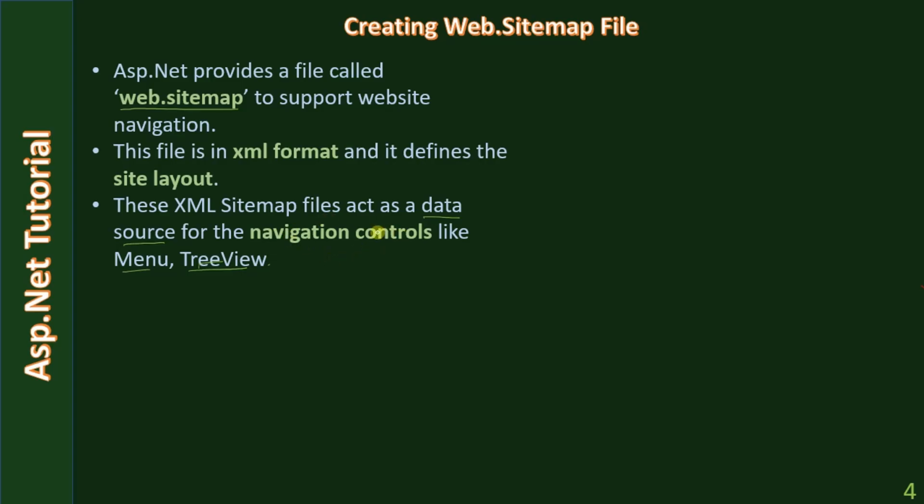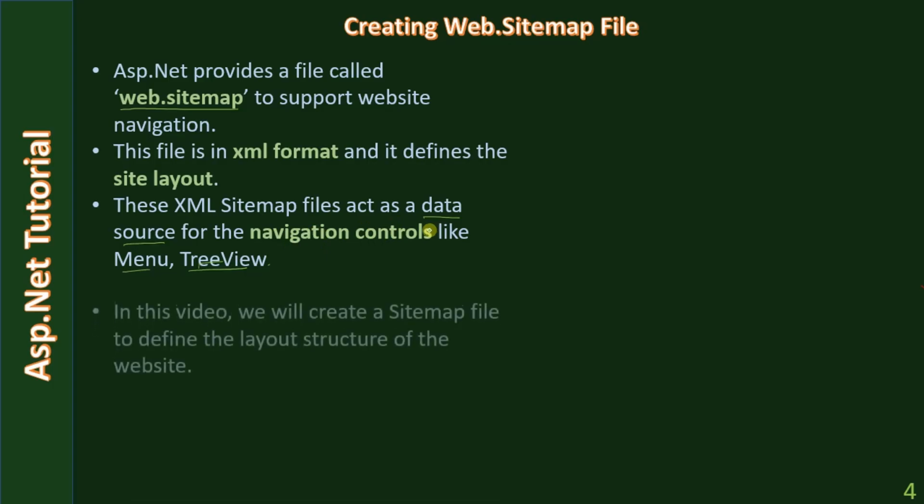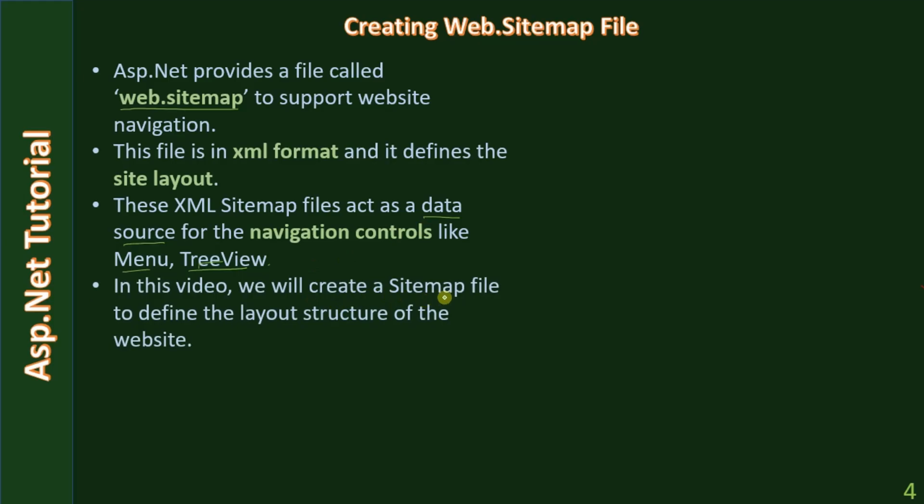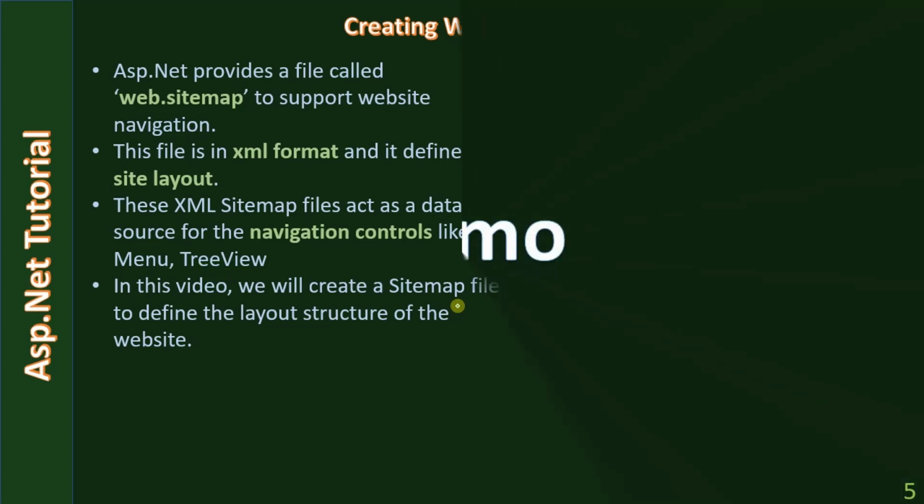The navigation control, by reading this web.sitemap, knows how to link the page and how to form hyperlinks, all those things. The navigation control will take care. In this video, we will create the sitemap file to define the layout structure of the website. Alright, now let's proceed with the demo.